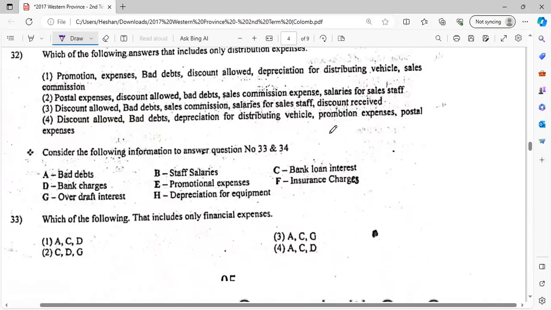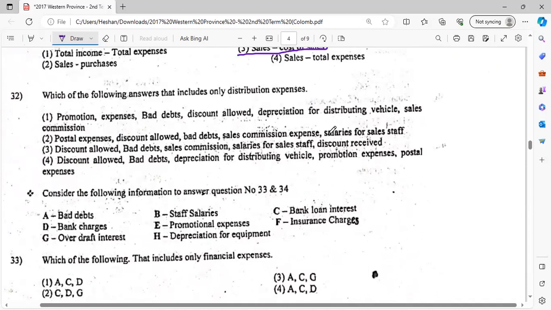Which of the following answers includes only distribution expenses? Promotion expense, bad debt, discount allowed, depreciation for distribution vehicle, sales commission. Promotion correct, bad debt correct, discount allowed correct, depreciation for distribution vehicle correct, sales commission correct. This should be the answer. Let's move to the other one. Postal administration, discount allowed correct, bad debt correct, sales commission correct.